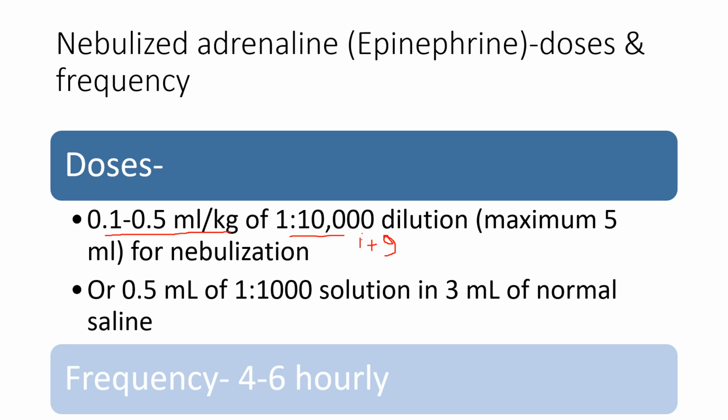So for a 10 kg baby, 0.1 into 10, so 1 ml of the 1 in 10,000 dilution we can use, and the maximum we can take is 5 ml of the 1 in 10,000 dilution for the nebulization. And the frequency we have to keep is every 4 to 6 hourly.